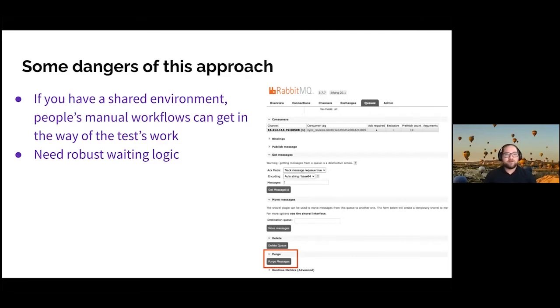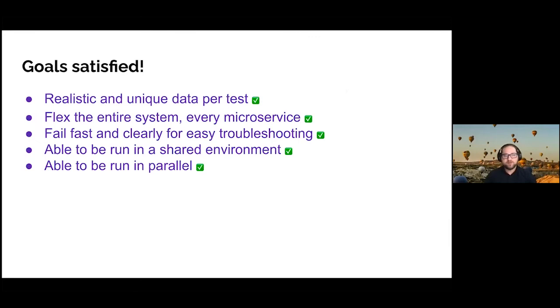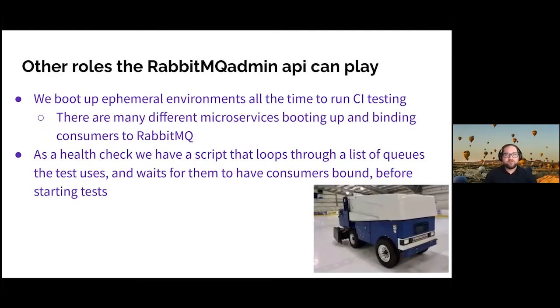So in a shared environment, manual workflows can get in the way, but it's not the end of the world. We can requeue things if we need to. So with that strategy, hopefully, we'll get our realistic and unique data. We're not doing anything too unnaturally. We're able to fail fast and clearly. We can run it in parallel because queues are great at that, just waiting for data and putting it in a queue, and we can run in a shared environment.